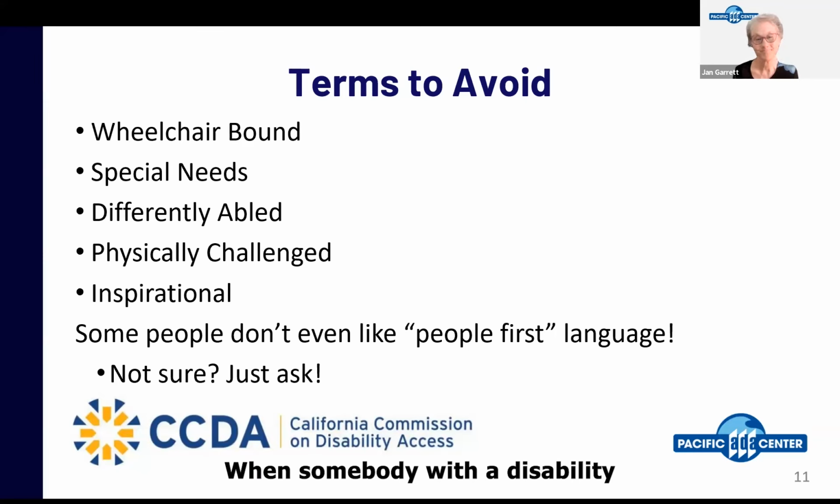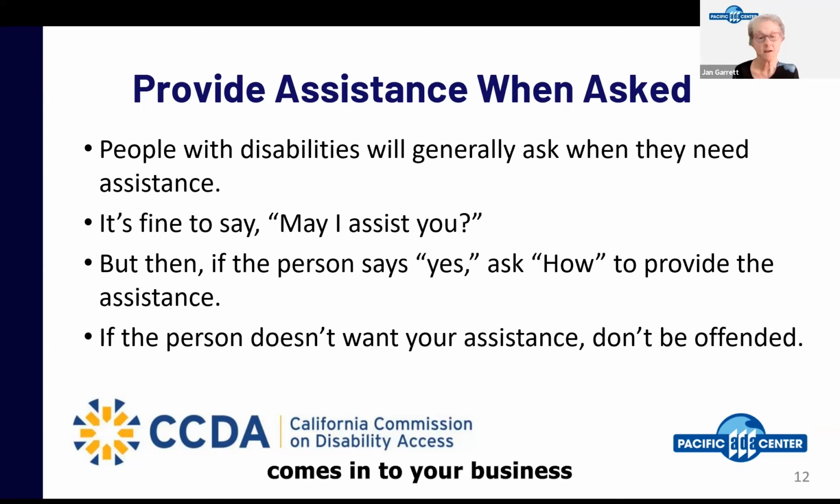So when somebody with a disability comes in to your business or your nonprofit organization or your state or local government agency, people with disabilities will generally ask when they need assistance. It's fine if it looks like somebody may need assistance to say, may I assist you, or may I help you? And then if the person says yes, ask how. How may I help you? How may I assist you?